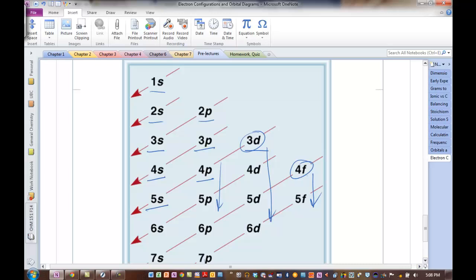I don't recommend that. If you really want to know how to do this, you need to know how to look at a periodic table and just write them out.